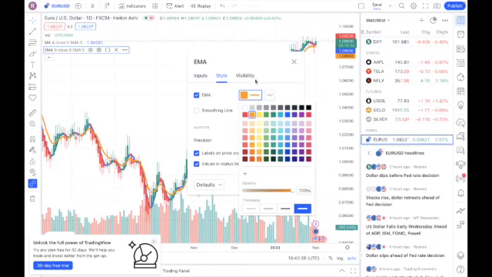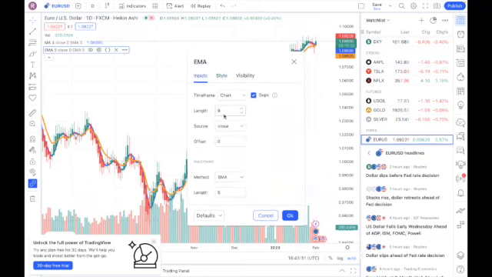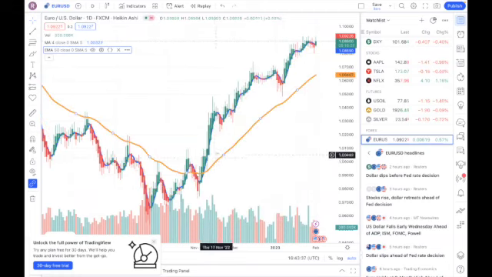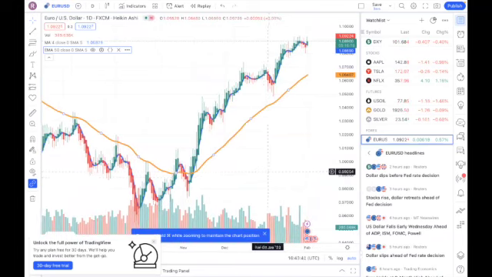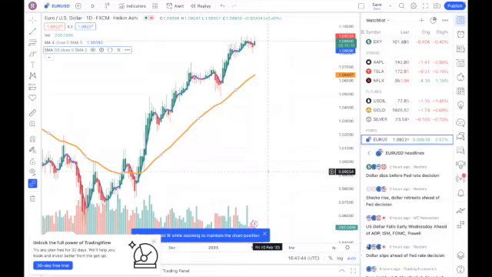Yeah, let's do orange. And then for the inputs on this one, you're going to change the length in the settings from 9 to 50. And then we're going to hit OK. Now, this strategy is pretty simple, I would say. Then again, I have been trading for a while.